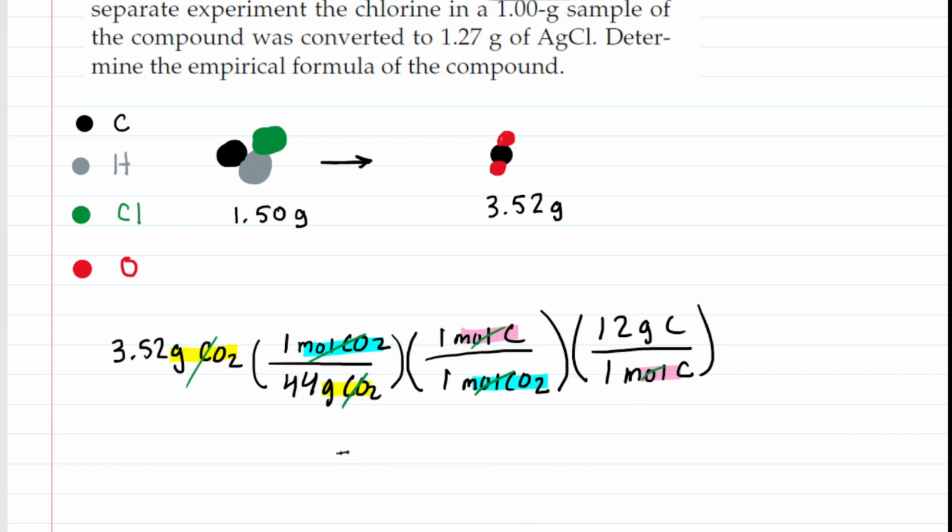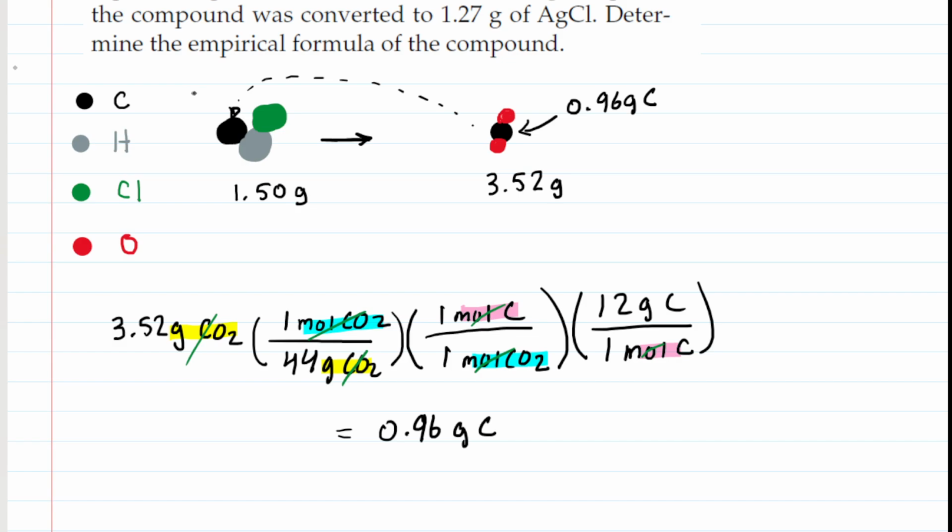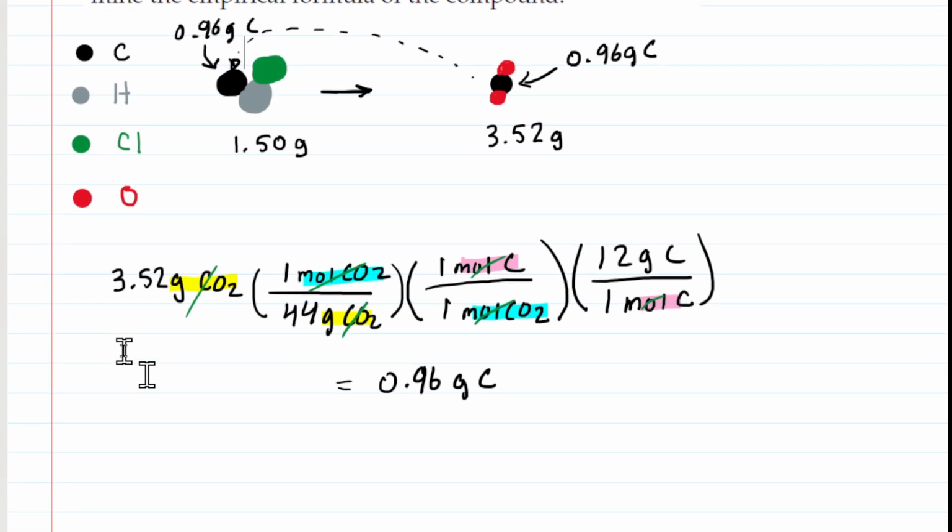And when you do that, you will get 0.96 grams of carbon. So again, let's understand what this all means. In the CO2 that we got in the combustion reaction, there was 0.96 grams of carbon, but that carbon came from the original substance. So what we're going to do next is say, okay, well, the original substance also contained 0.96 grams of carbon. What is the mass percent of carbon in that formula?